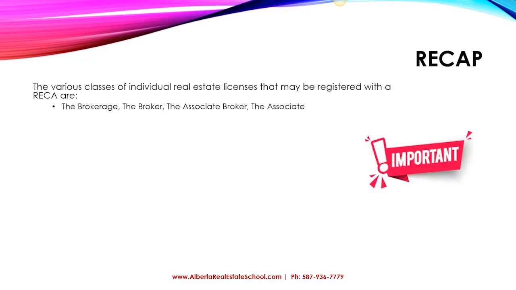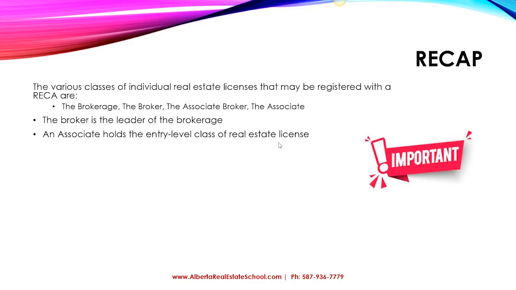So let's recap. There are four different classes of real estate licenses in Alberta: the brokerage, the broker, the associate broker, and the associate. The broker is the leader of the brokerage. An associate holds the entry-level class of real estate license.